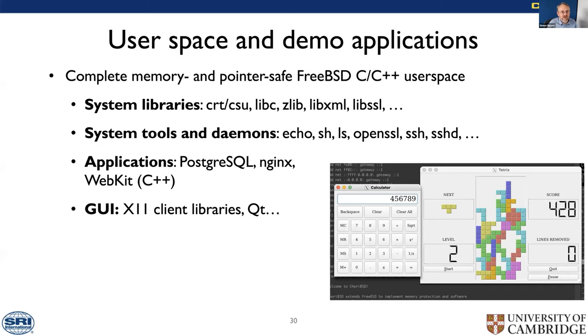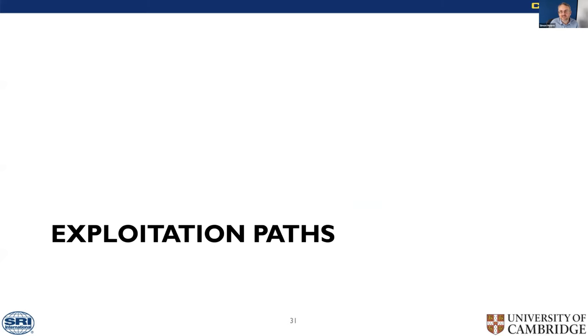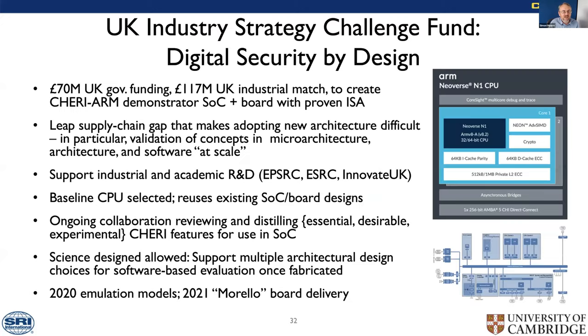Let me just wrap up by talking about exploitation paths. So we have a big chunk of funding from UK government, 70 million with a further 170 million of industry matched funding to really push the CHERI technology out of the door.